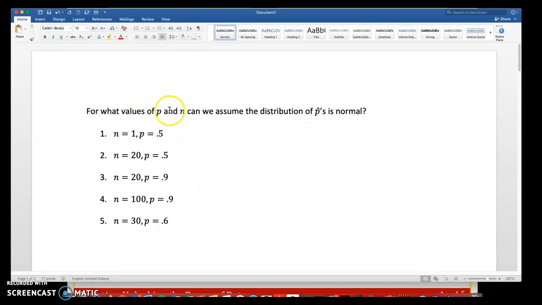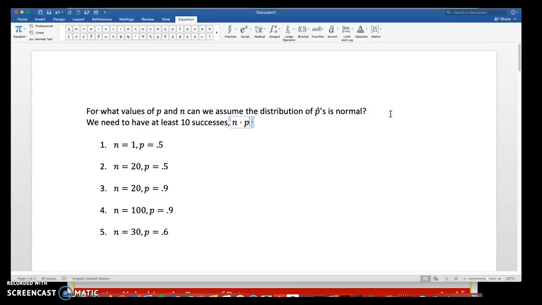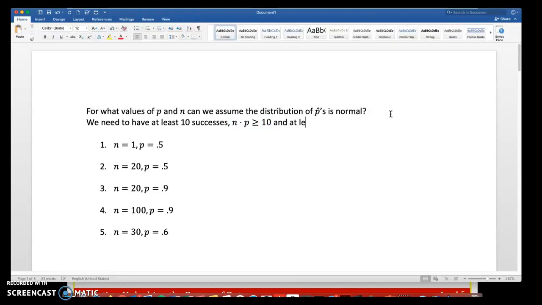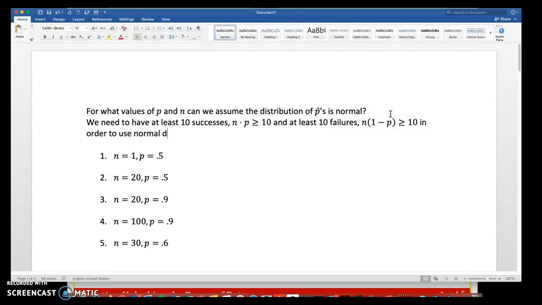All right, so for what values of p and n can we assume the distribution of p's is normal? Note here, we need to have at least 10 successes. That means in this case, n times p needs to be at least 10, and at least 10 failures, which means we take n times 1 minus p, and it needs to be at least 10 in order to use normal distribution.